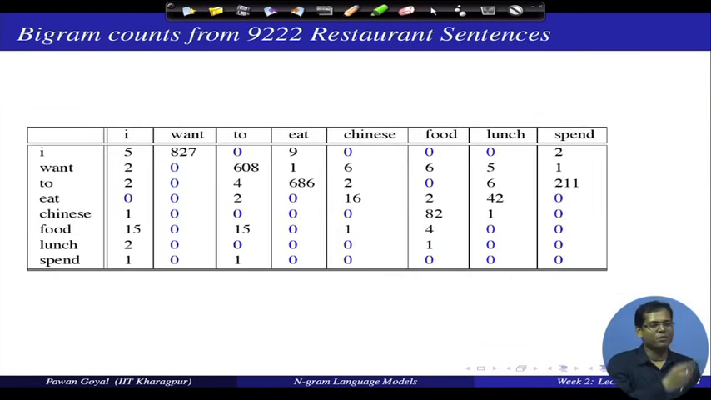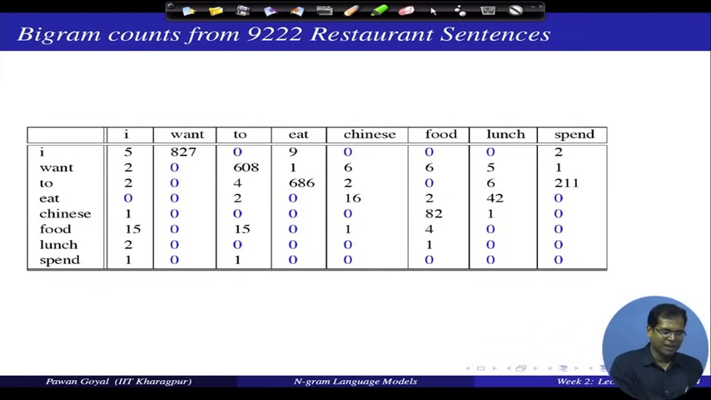Now this is an example from a restaurant corpus. It had 9,000 plus sentences, and some of the bigram counts are given here. Can you see some regularities here? I and I do not occur together much, but I and want occur 827 times. So you are in a restaurant, after I you mostly say want. I want some sort of food. So I want is a bigram that occurs a lot in this data.